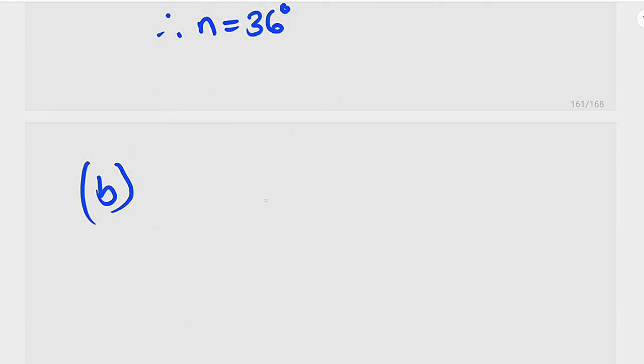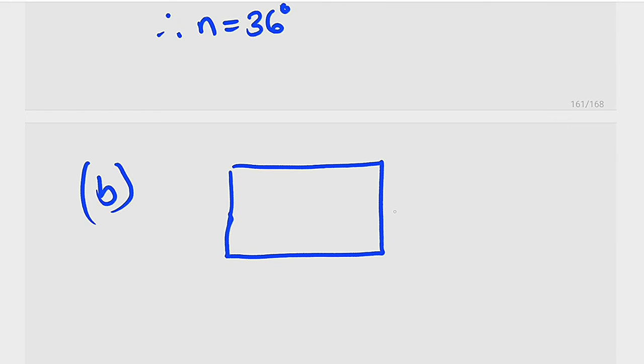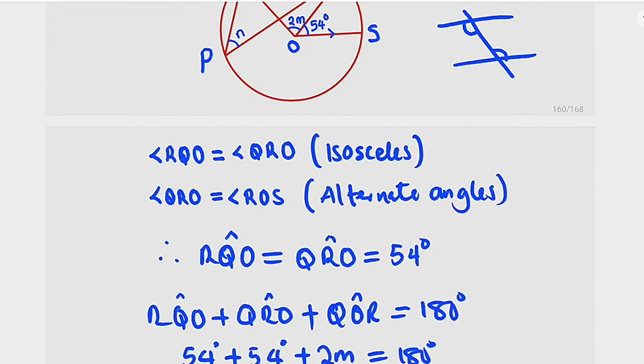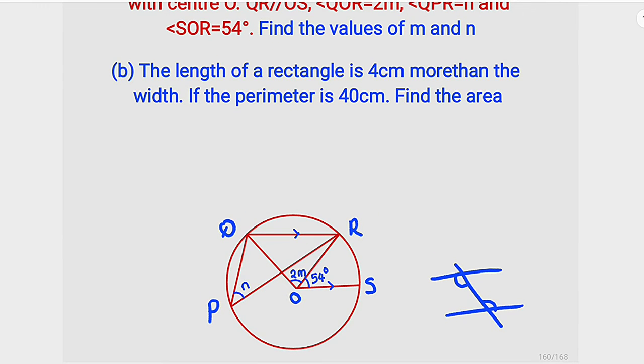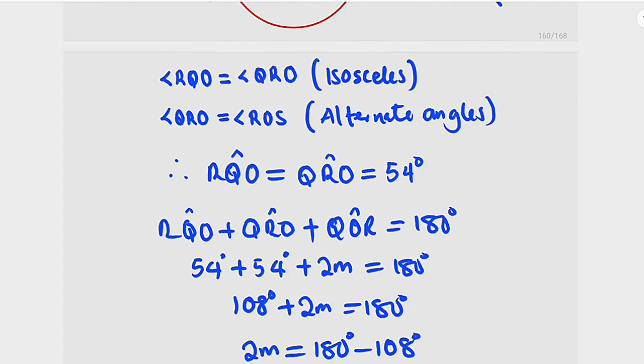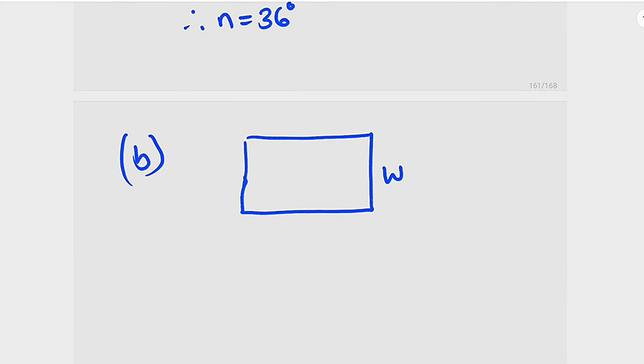So the B part. Suppose we have a rectangle here. This is the width, and this is the length. According to the question, the length is 4 centimeters more than the width. So if you take the width and add 4 centimeters, it will be equivalent to the length. So this is what? W plus 4.